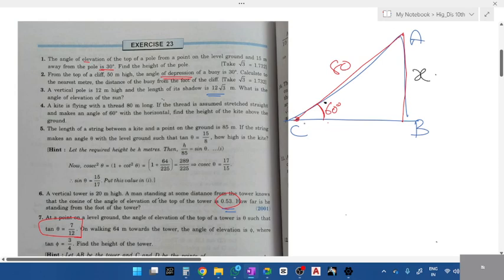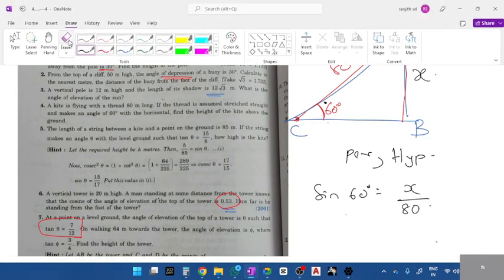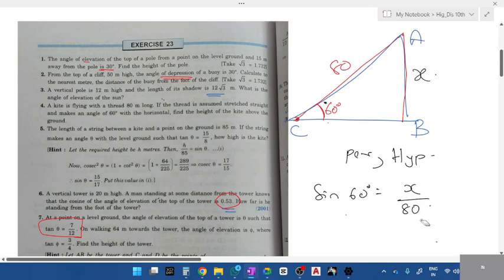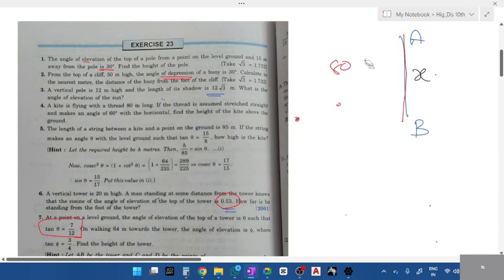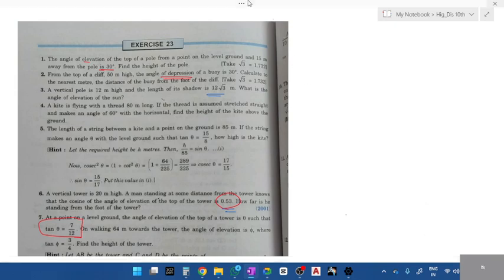From angle C, what are the two values given, students? What is this AB? Perpendicular and hypotenuse. Formula used, sin 60 degree is equal to X divided by 80. Will you complete this? All of you understood? Okay, next fifth one. Be quick. Fifth and sixth I'll complete. We'll start with 7. Up to 9, 10, all those are easy questions.